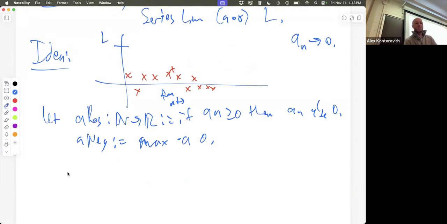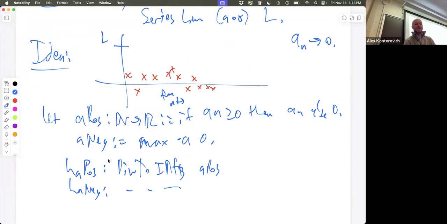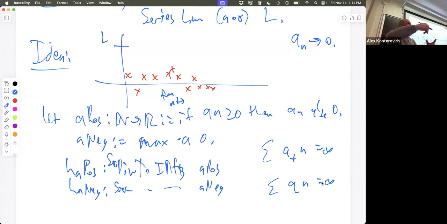Two things. So the series of A positive diverges to infinity, and the series of A negative diverges to infinity. What this says is you sum, I'll call these A plus n, so these are all non-negative, and this goes off to infinity. And the sum over the negative terms that I've made positive, those sum to infinity. If not, then what?